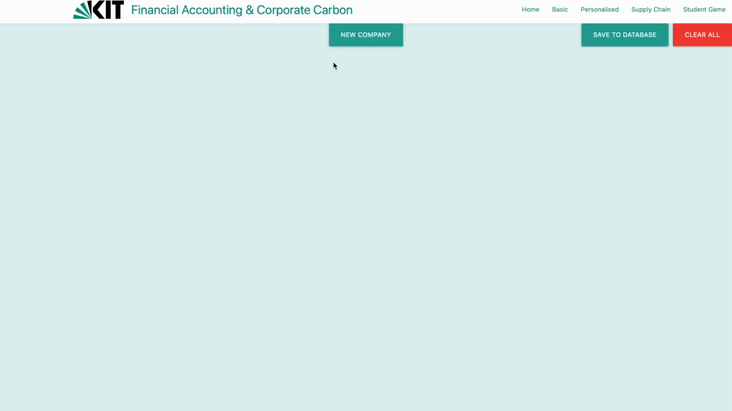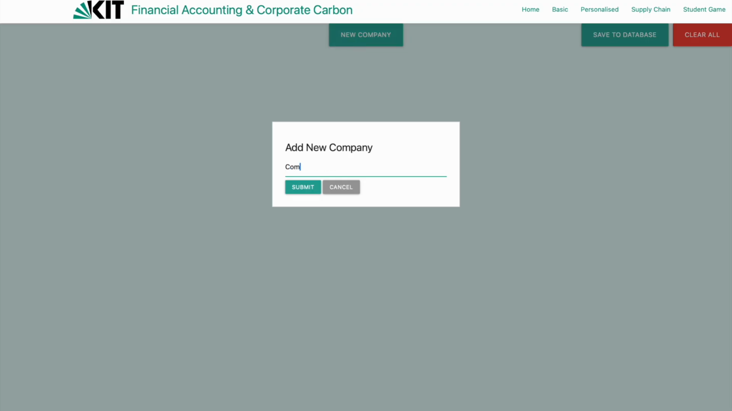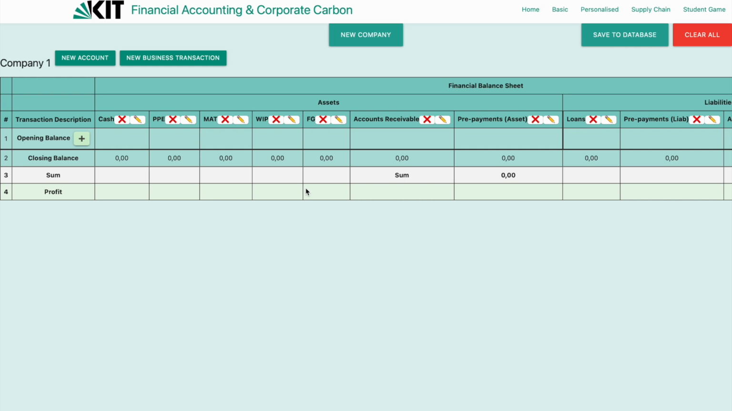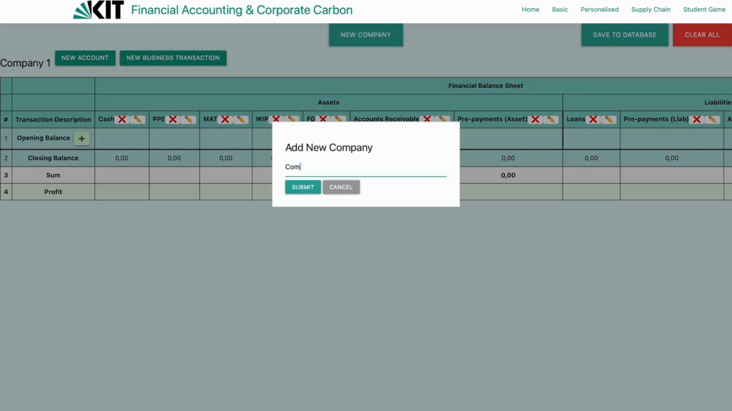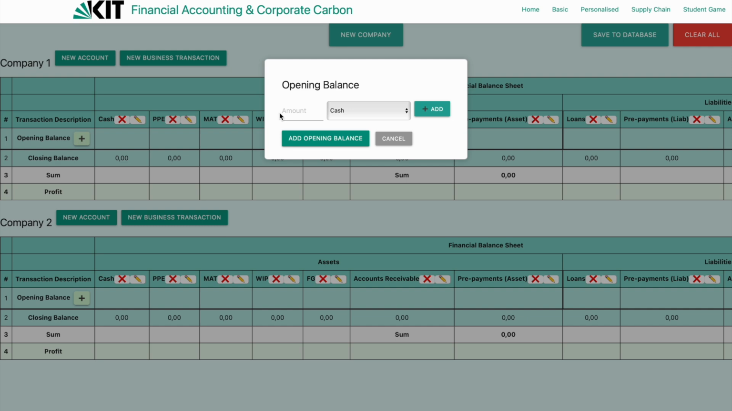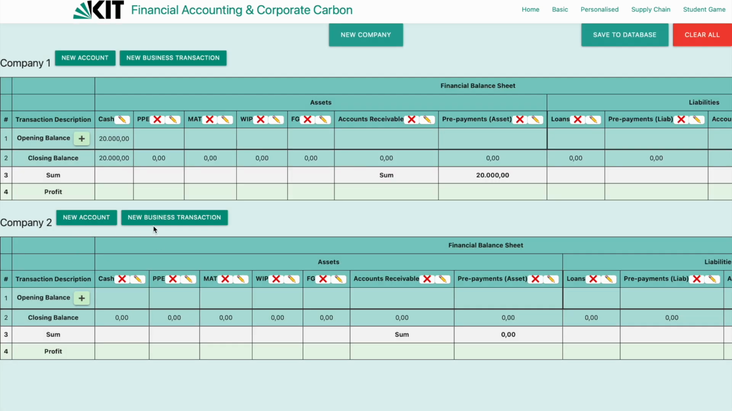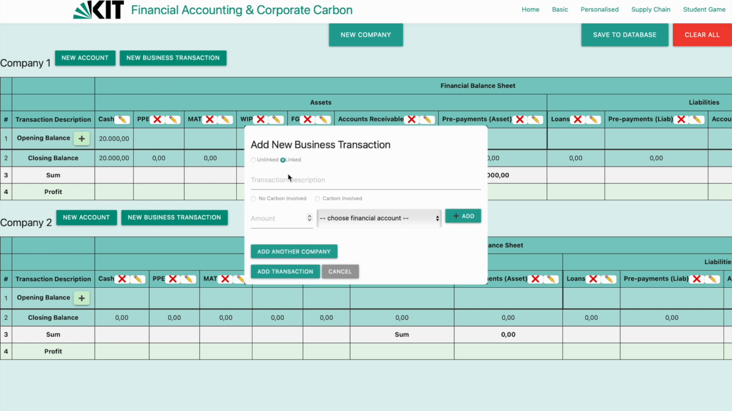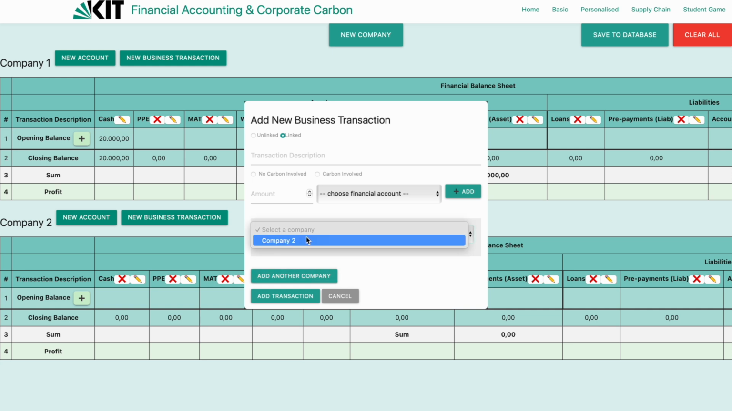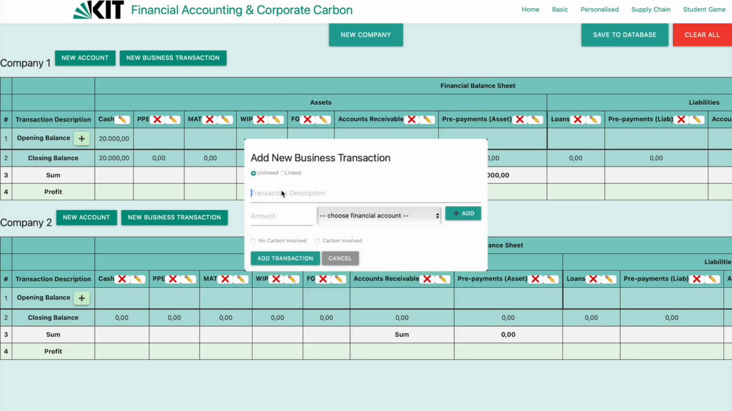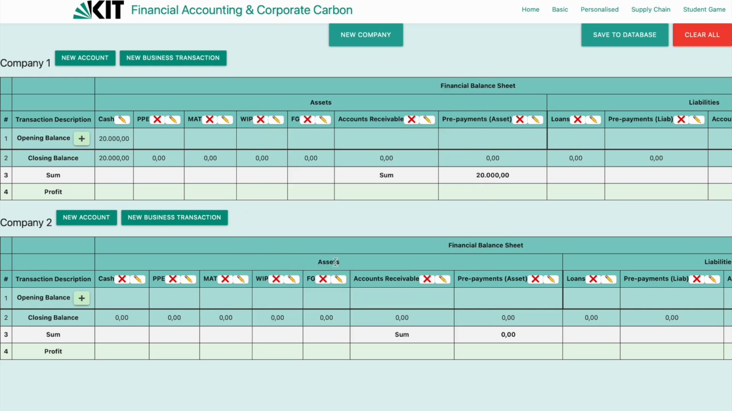Third, our personalized module empowers users to create their own company scenarios from scratch. Here, students can add multiple companies, define their unique accounts, and manage linked or standalone transactions, all securely saved in an SQL database. This module promotes hands-on learning by replicating realistic corporate scenarios and ensuring consistency through rigorous built-in validation checks.